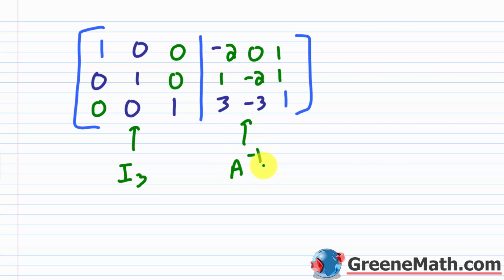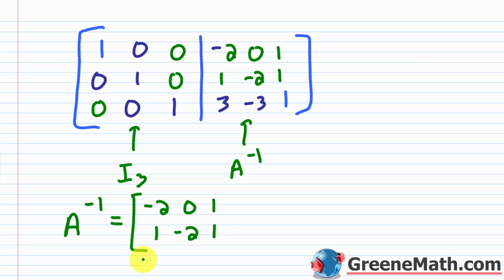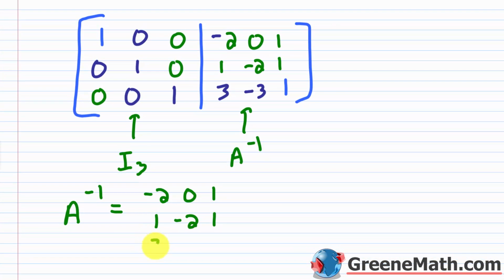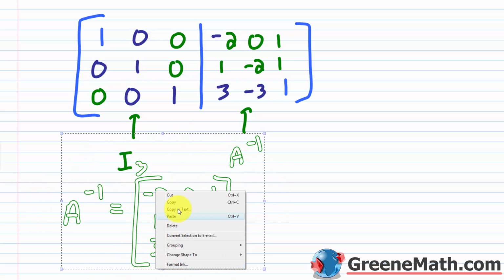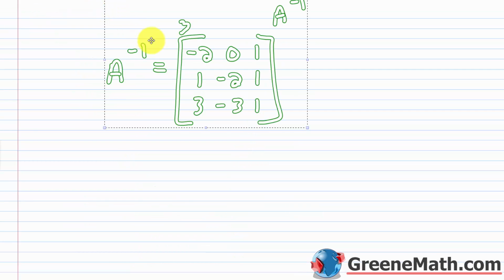Okay, so we can just copy that real quick. A inverse is going to be equal to, you're going to have this negative 2, 0, and 1. Then you're going to have 1, negative 2, and 1. And I didn't make my bracket big enough. And then 3, negative 3, and 1. So let me copy this real quick. And we'll go to a fresh sheet. And let's paste this in here real fast.